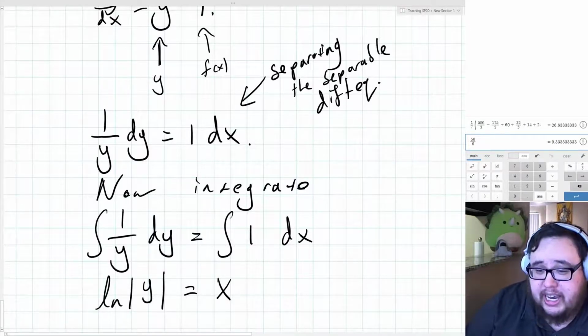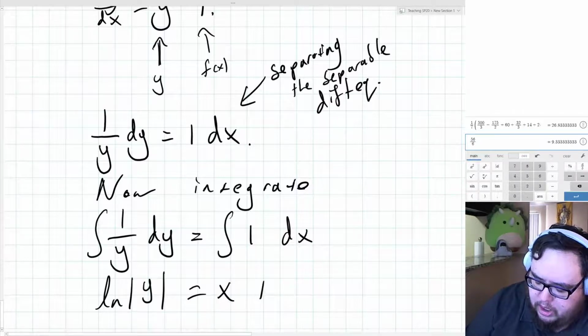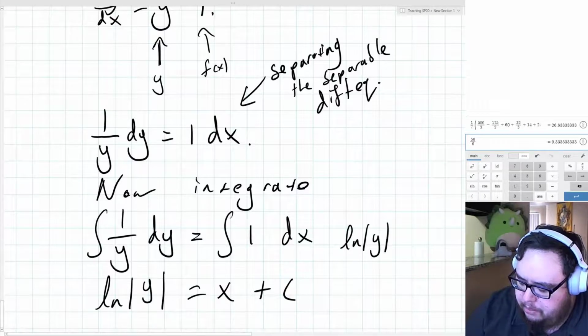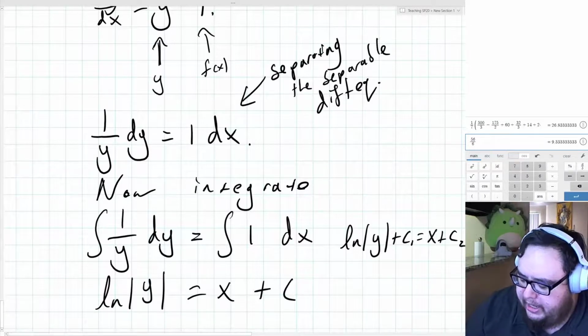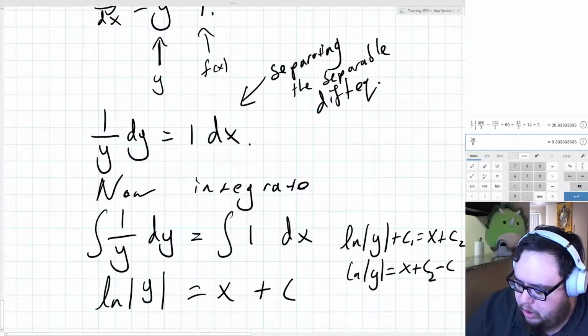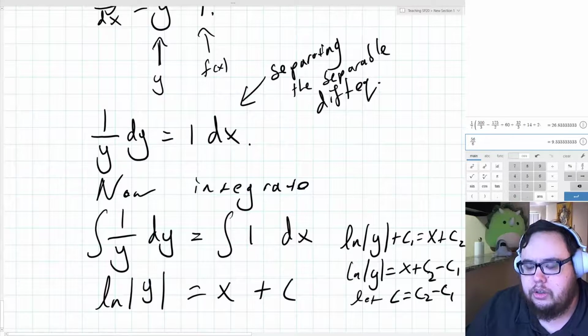We do need constants. Technically, we need constants on both sides. So I'm just going to write a constant on the right-hand side. If we did have constants on both sides, ln of y plus c1 is equal to x plus c2. I could subtract c1 from both sides to get ln of y equals x plus c2 minus c1. So let c equal c2 minus c1. They're both constants, so their difference is also constant, right?